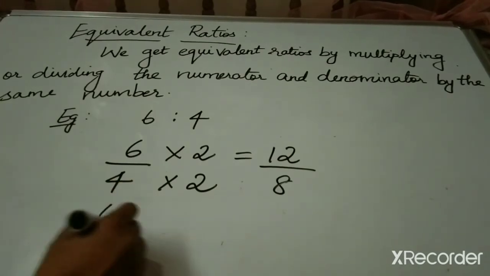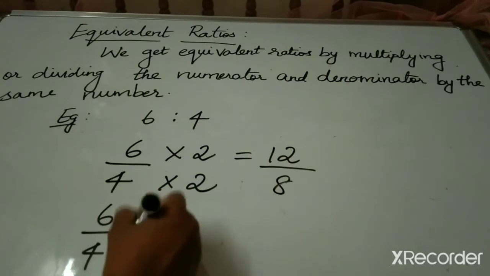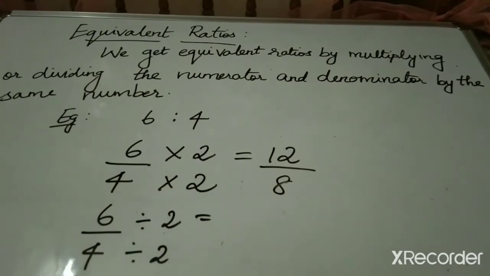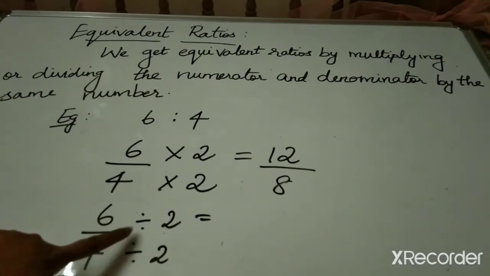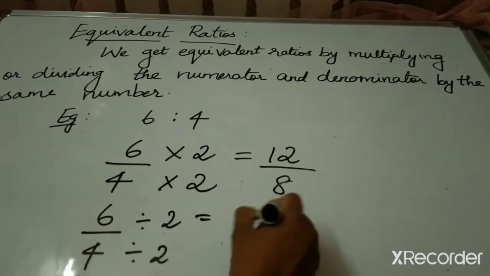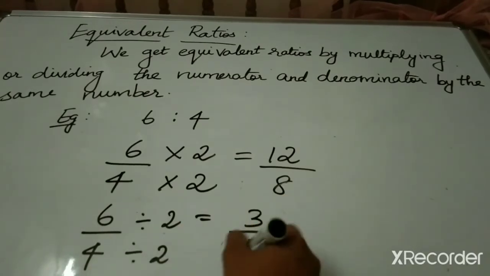Either you can multiply the numerator and denominator by the same number, or you can divide. So we have 6:4, that is 6/4. You can divide the numerator and the denominator by the same number. So divided by 2 and divided by 2. 6 divided by 2 is 3, and 4 divided by 2 is 2.